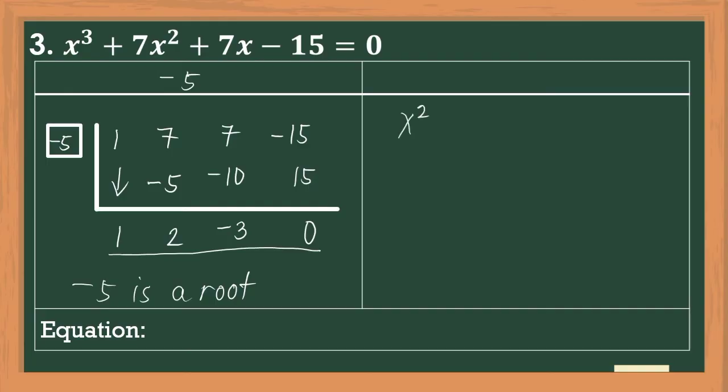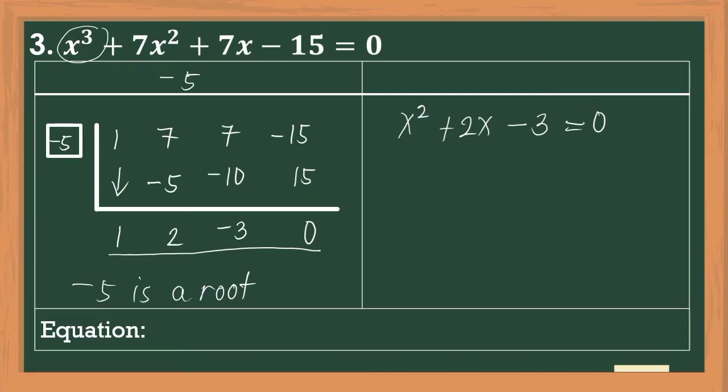So, pag tinransform natin yan, yung 1 magiging x squared. Okay, so pag gumagamit tayo ng synthetic division, kapag ita-transform na natin yung mga sagot natin, yung quotient, q of x, is 1 less than the degree of the given polynomial. So, x cubed kasi yung ating highest degree dito. So, babawasan lang natin ng isa ang exponent ng ating sagot. So, x squared. And then, yung 2, magiging 2x. And then, minus 3 equals 0. Ayan. So, magiging x squared plus 2x minus 3 is equal to 0 na pwede natin siyang i-factor.